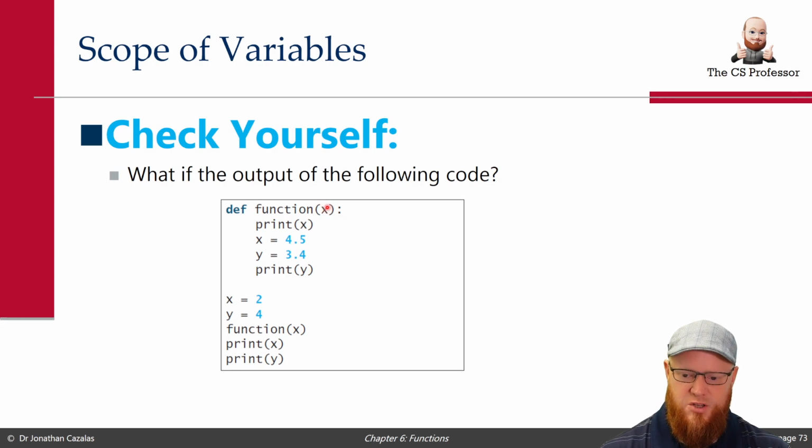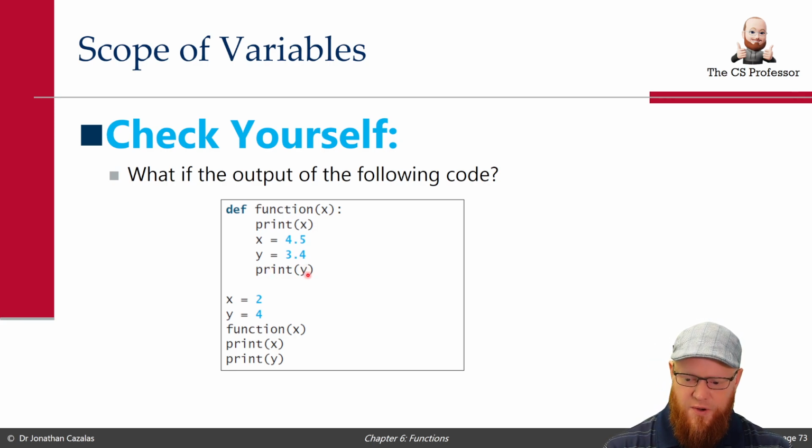So let's now evaluate the result of this function call, and we send over 2 to right here. So x is now 2 inside the function. Remember, this formal parameter is now a local variable. So we print x, it will print 2. Now we're changing x to 4.5, and we're changing that local variable x to 4.5, not the global. And now y, we're assigning it to 3.4, and we print y, and y will be 3.4.